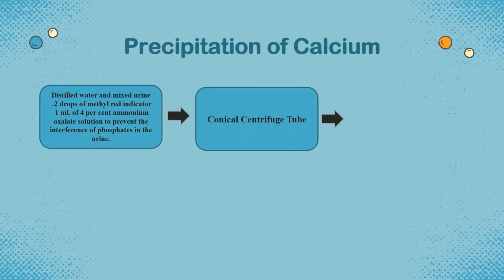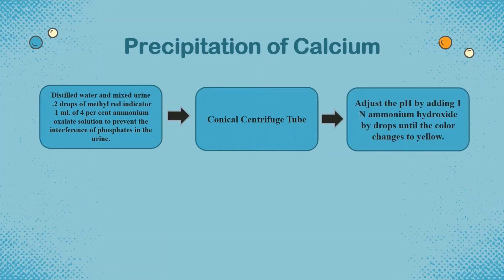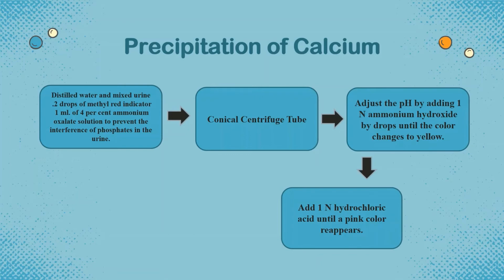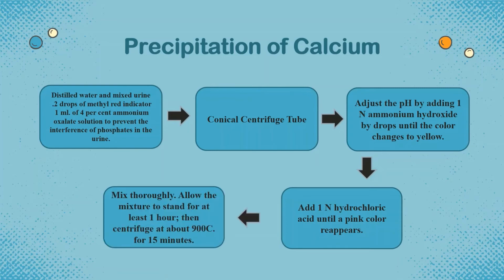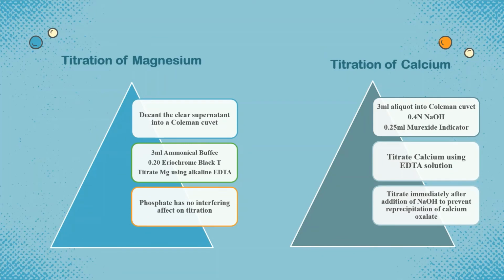This is transferred into a conical centrifuge tube. From there, the pH is adjusted by adding 1 N ammonium hydroxide by drops until the color changes to yellow. This color does not interfere with that of the murexide indicator which will be used. Then we add 1 N hydrochloric acid until a pink color reappears. Then we mix it thoroughly and allow the mixture to stand for at least 1 hour. Then we centrifuge it.